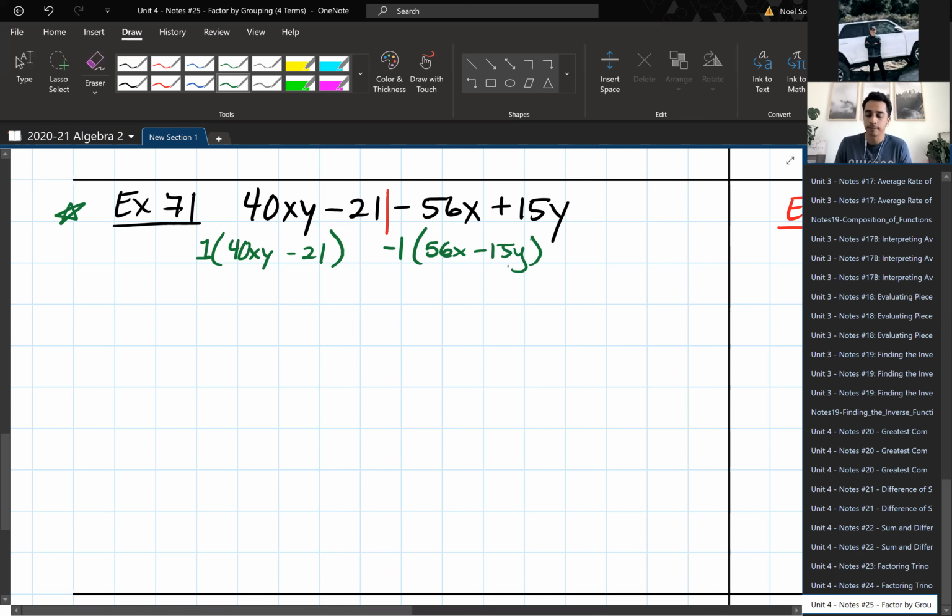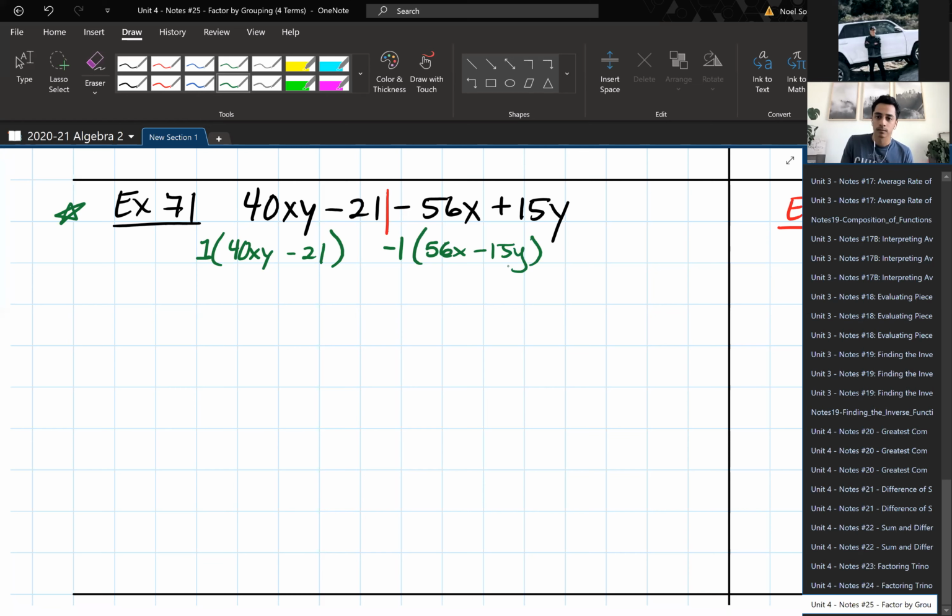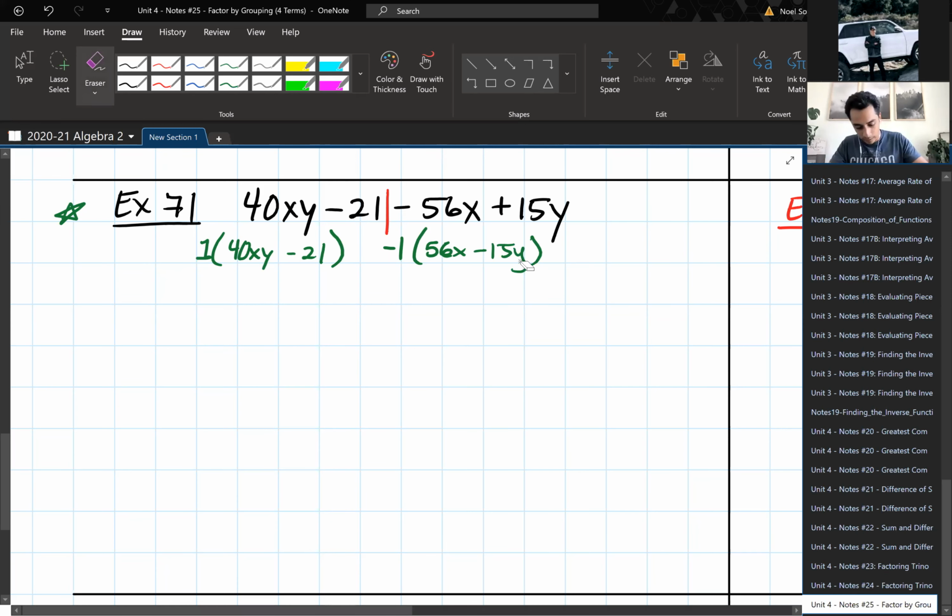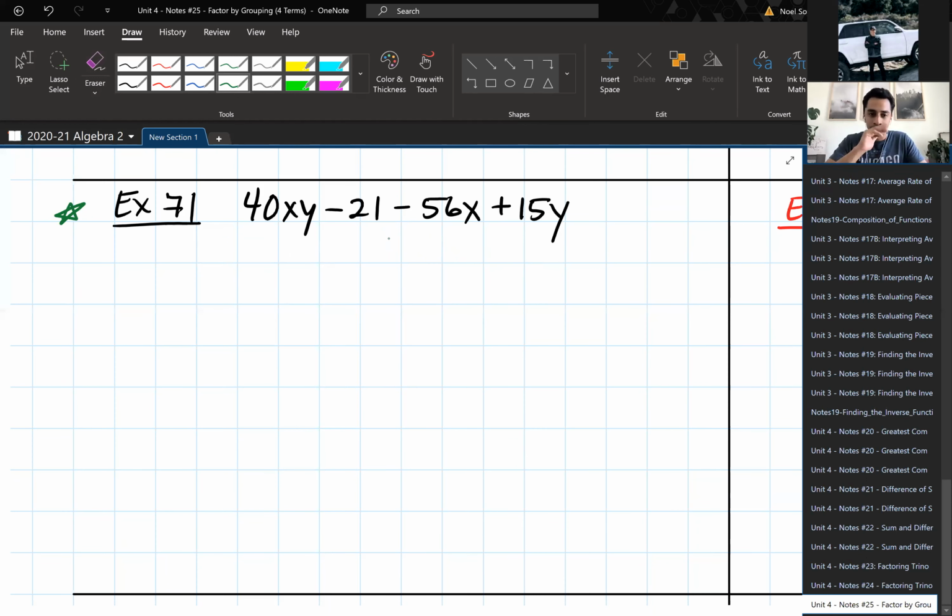Can you move forward? Yeah, we can't move forward because whatever is inside the parentheses is not the same, right? There is no new GCF here. So we're kind of stuck. Any ideas on what we could probably do? Kind of take a step back, right? Obviously this didn't work, but is there something else we could do that perhaps could allow us to move forward? You have to be a little creative here.